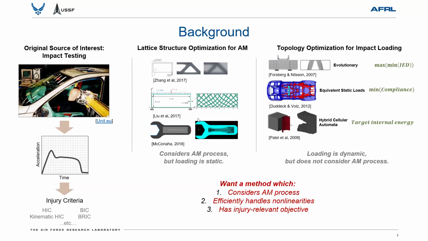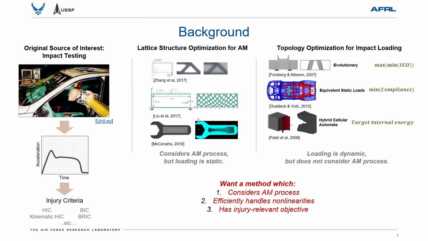Usually they'll take that acceleration curve and boil it down to some scalar injury metrics or injury criteria. I've listed a few there. There's a whole bunch. I'll mention one a little bit later in more detail. That kind of got me interested in topology optimization or design optimization for impact loading.